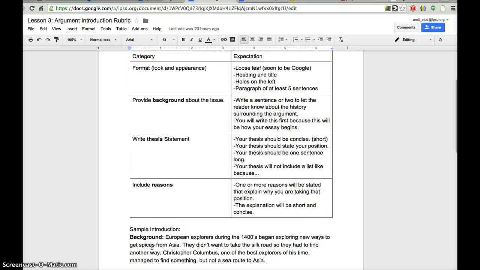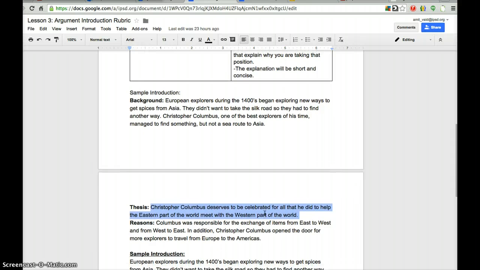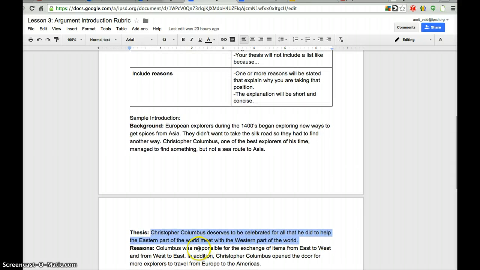The last thing that I'm going to do in my introduction is include reasons. The reason we put reasons in the introduction is to give the reader or the listener an idea of what they're going to hear throughout the argument. It's really a preview. You can consider it that. One or more reasons will be stated that explain why you are taking that position. The explanation will be short and concise. And here are my reasons.